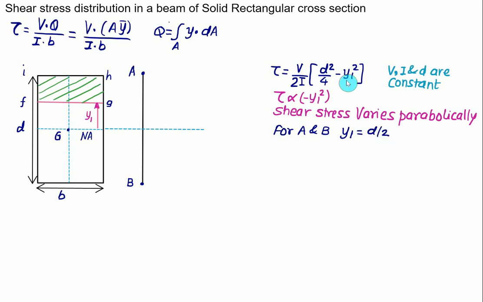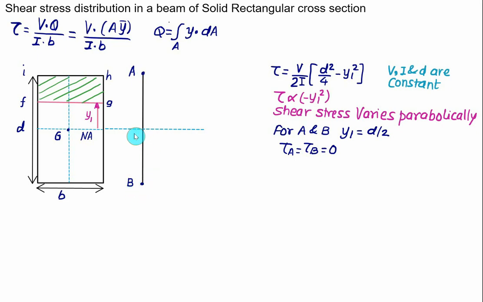If I put here y1 equal to d by 2, this term will be d square by 4, and d square by 4 will get cancelled, and in this case you will get the shear stress at A as well as the shear stress at B equal to 0. So at both these points, the shear stress will be equal to 0.